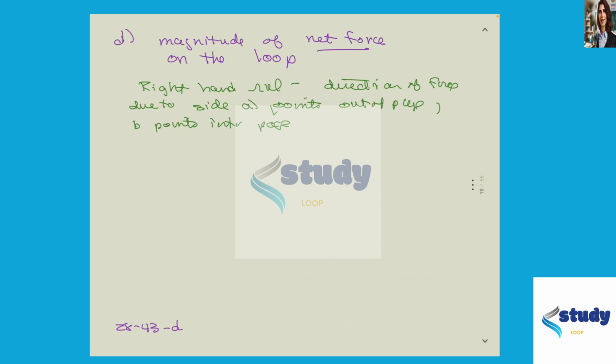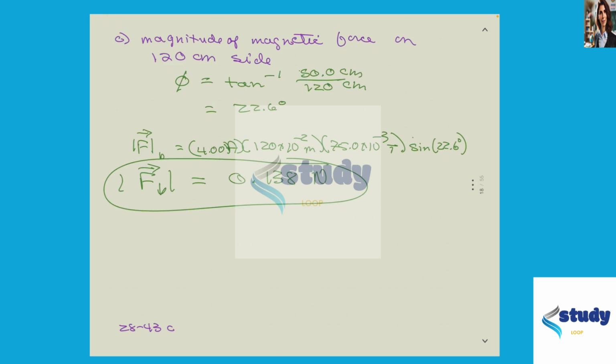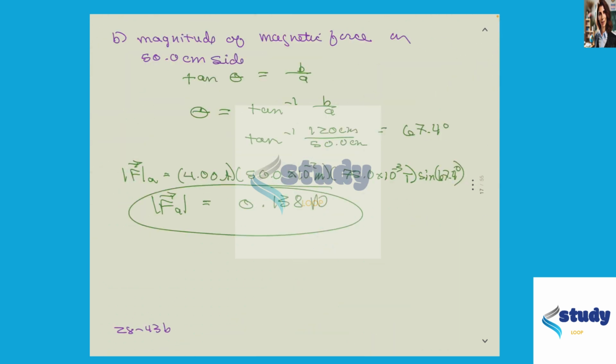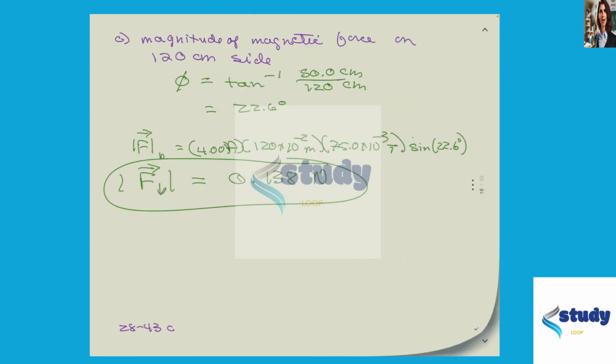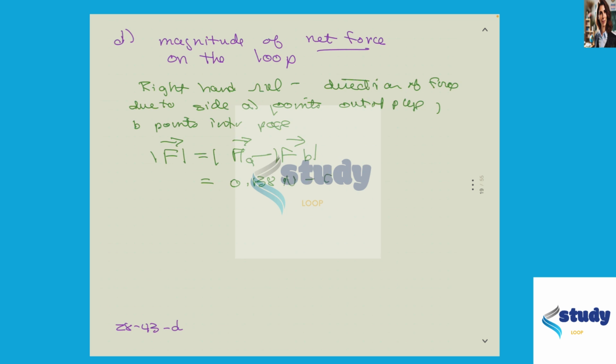So my net force will equal my force of A, which is positive, minus my force of B. And this will be 0.138. Were they both 0.138? Yes. This will be 0.138 minus 0.138 equals 0 is my net force. And we're finished.